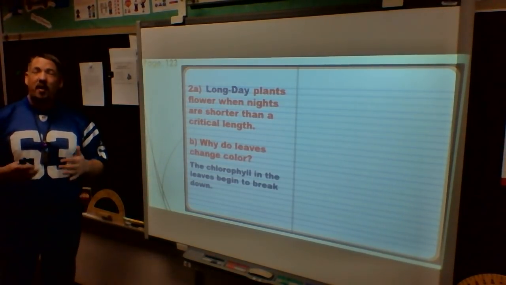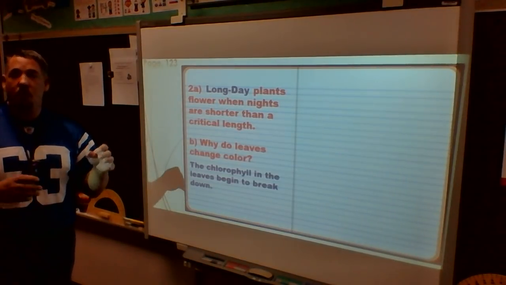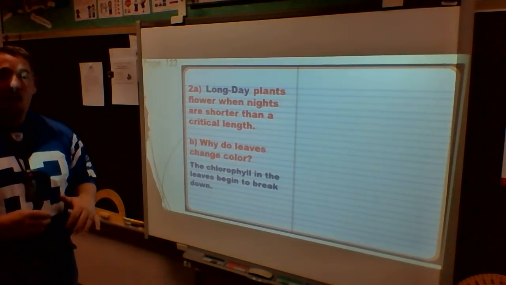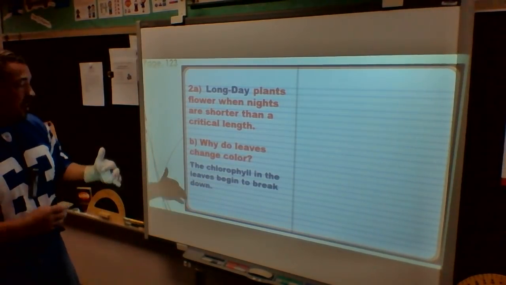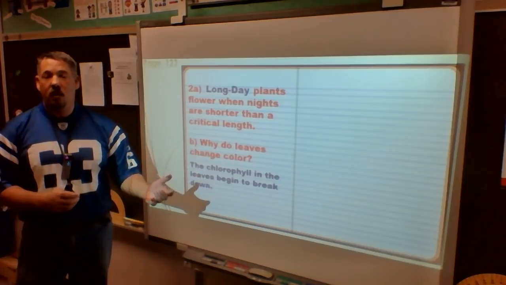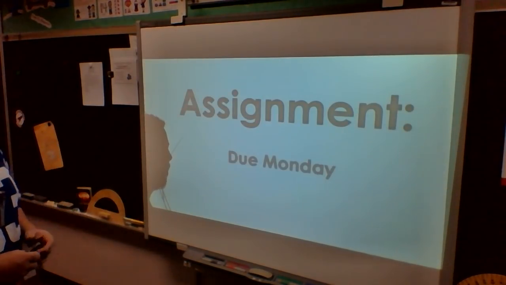It's changing color because the chlorophyll inside begins to break down and be dissolved by the plant. And when that chlorophyll dries up and photosynthesis isn't happening, the actual pigment in the leaves is beginning to show up. That's the end of our lesson.